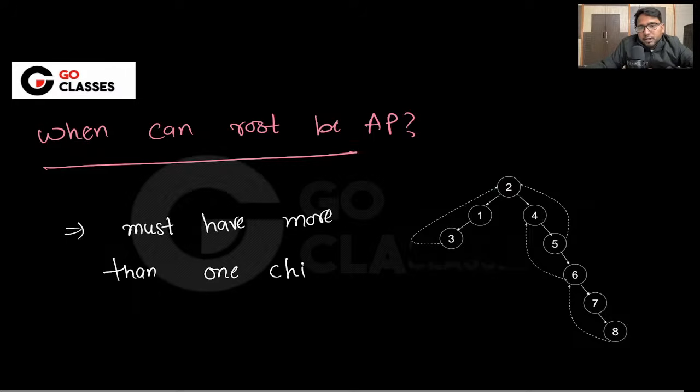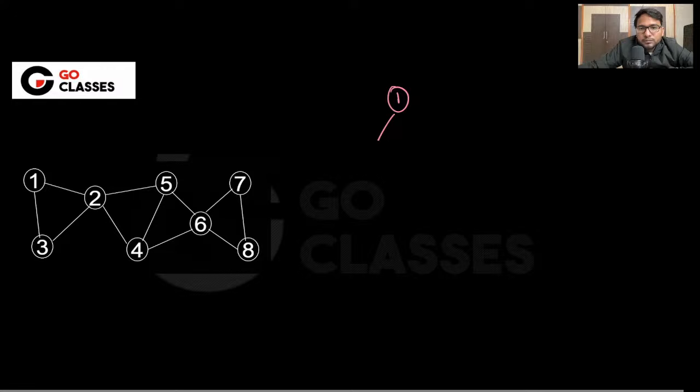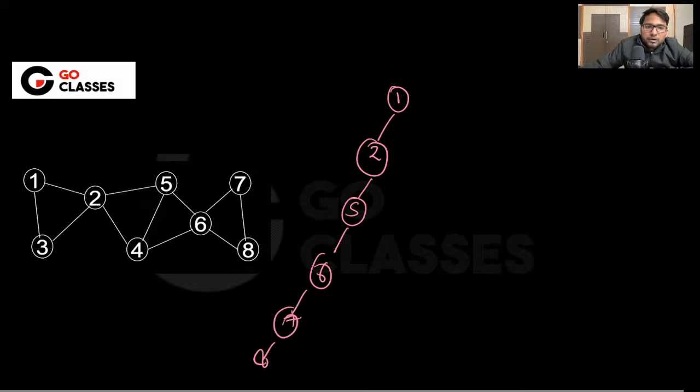For example, let's suppose I make a DFS here, using 1 as root. Then from 1, you will go to, let's suppose 2, then 2, 5, then 6, 7, and 8. Okay, 1, 2, 5, 6, 7, 8, and then you backtrack, and from the 6 you are going to 4, and then you backtrack, and then from this 2 you will go to 3.